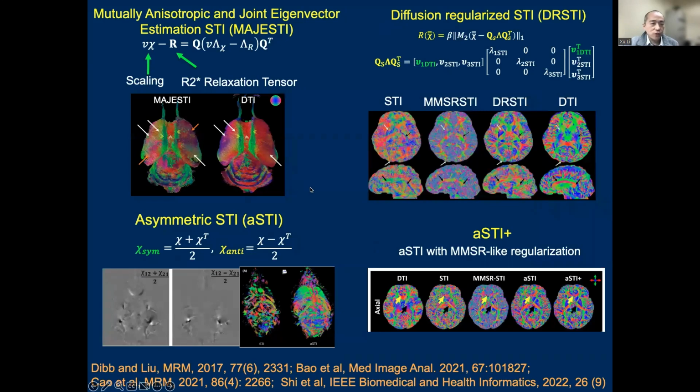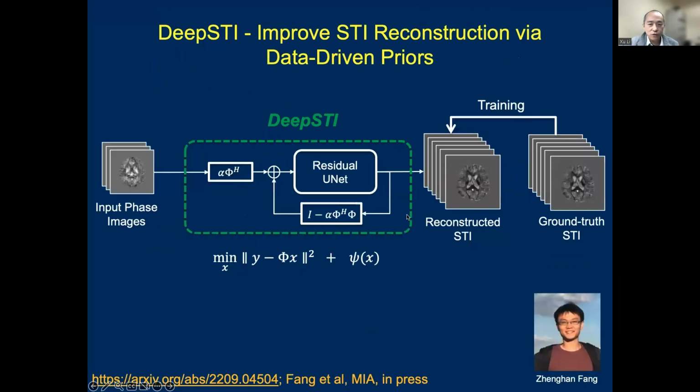So here just showing the examples, we can of course use the mutual information from the R2 star relaxation tensor, or we can use the diffusion measurement to help improve the STI reconstruction. But of course, if you look at the results, they are still not as good quality as compared to the diffusion measurement. So since last year, we have been working with Jerry and also Zhenghan on this deep learning based STI, which we call the deep STI approach.